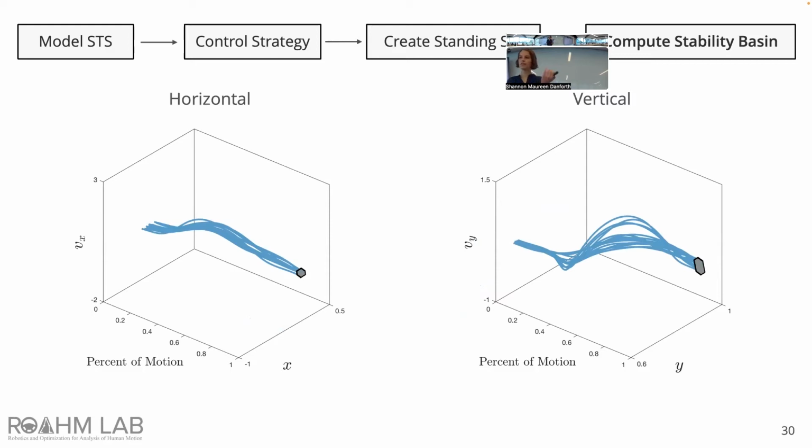So CORA uses the standing set, the model of the individual's sit-to-stand, and the model of their control strategy to over-approximate the backwards reachable set. So this gray region shown here is the set of all states that can reach standing under the model's dynamics and control strategy.